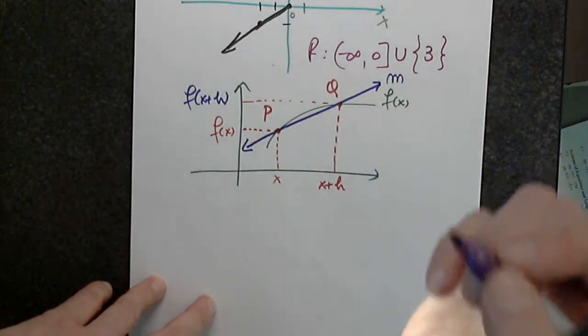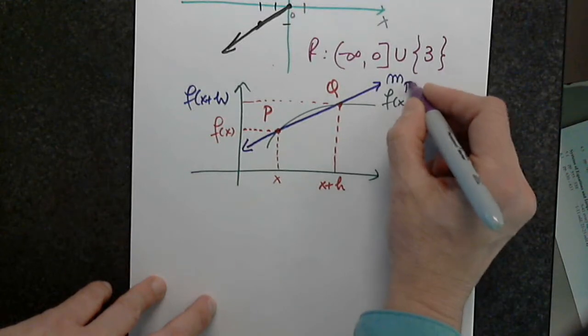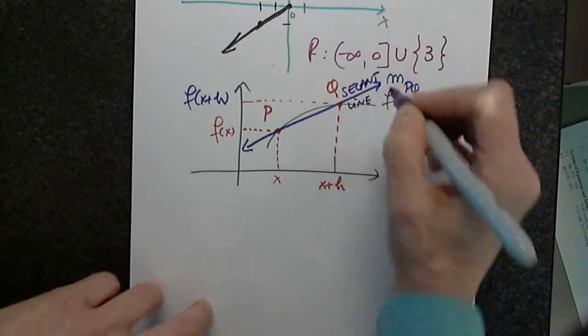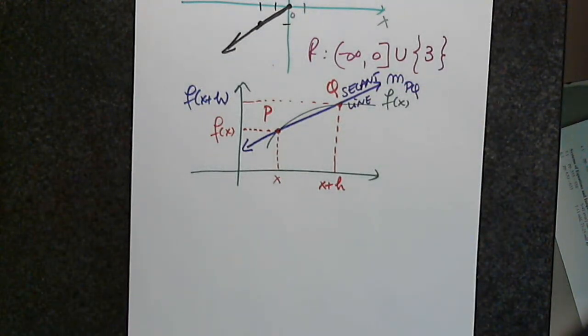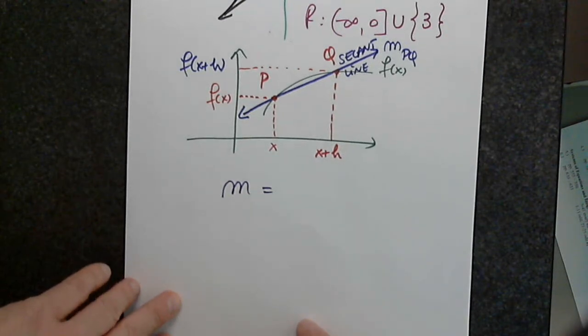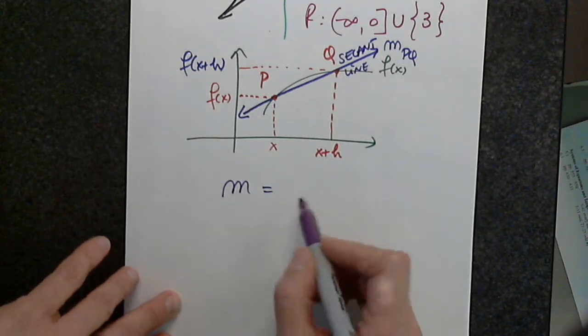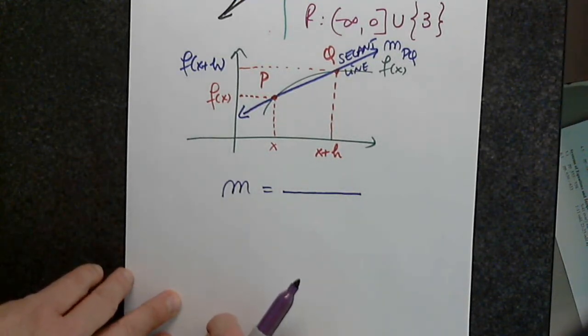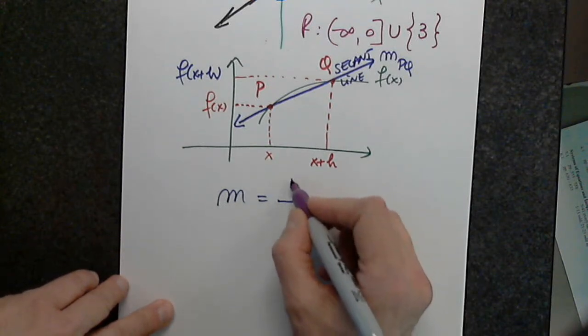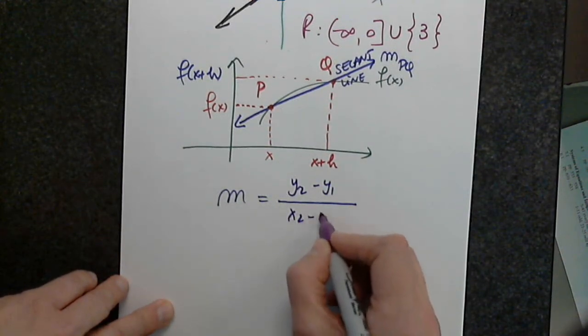Now I would like you to give me the slope of this line. So this is what I would like to determine, the slope of line PQ. So this is a secant line, meaning a line that crosses the graph in 2 points. That's all. Can anyone refresh our memory how we get the slope of a line passing through 2 points? Yes, anyone? The change in y over the change in x. Very good. So it's y2 minus y1 over x2 minus x1.